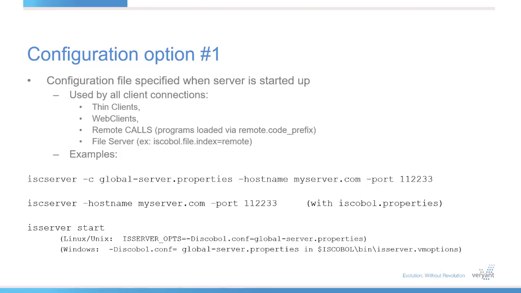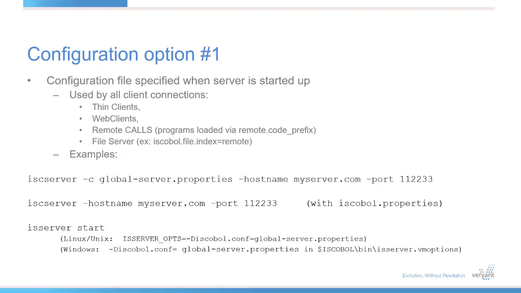Now, there are three main places to set configuration variables when you're running in ThinClient. Each option differs in where the properties file is located and what the scope of that properties file is. The first option is to specify a properties file when you start the application server. The variables in this properties file are going to be used by every client that connects to the server, ThinClients and WebClients. They're also used by programs that are loaded remotely and files that are accessed through the file server.